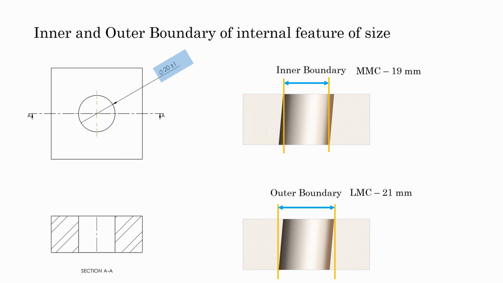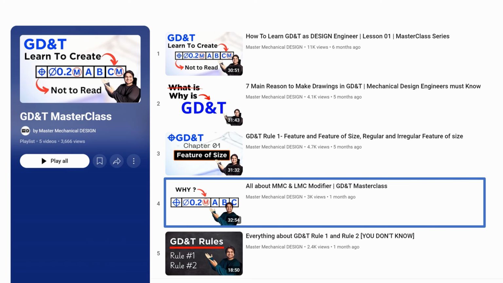If you are thinking I'm making a mistake, the smallest size of the hole should be LMC, not MMC, so no, I'm not making any mistake here. For a hole, which is an internal feature of size, the smallest size occurs at its MMC and the largest size occurs at its LMC. It's just opposite to the external feature of size like a pin or shaft. More about that in this video.